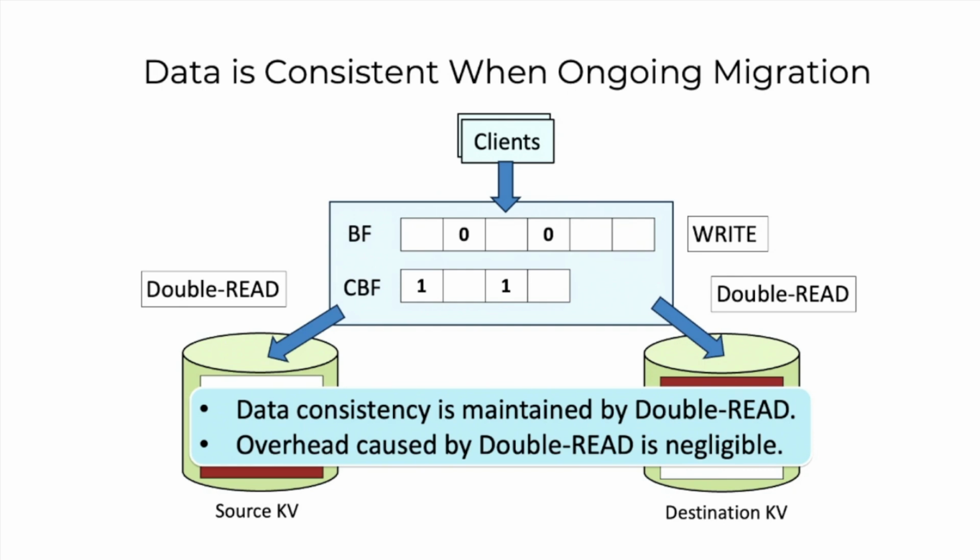However, unlike the hybrid migration protocol FUA, which does double reads all the time during the migration, the overhead caused by our double read is negligible because the period that a group is ongoing migration is short. Thus, this situation happens very rarely.